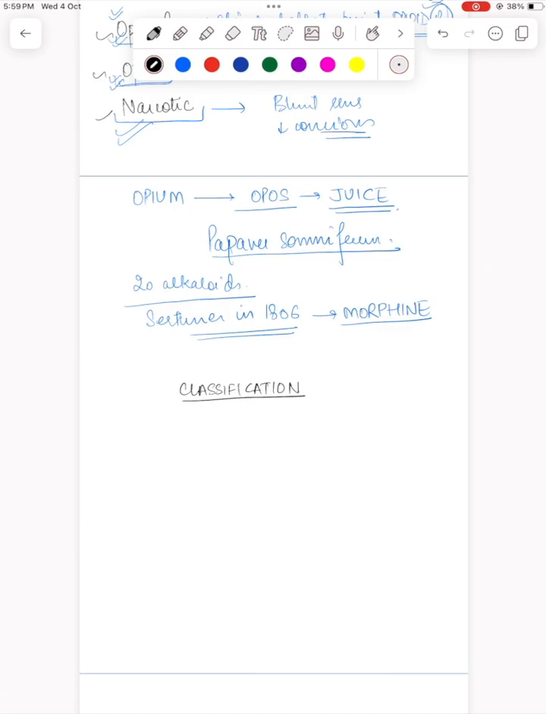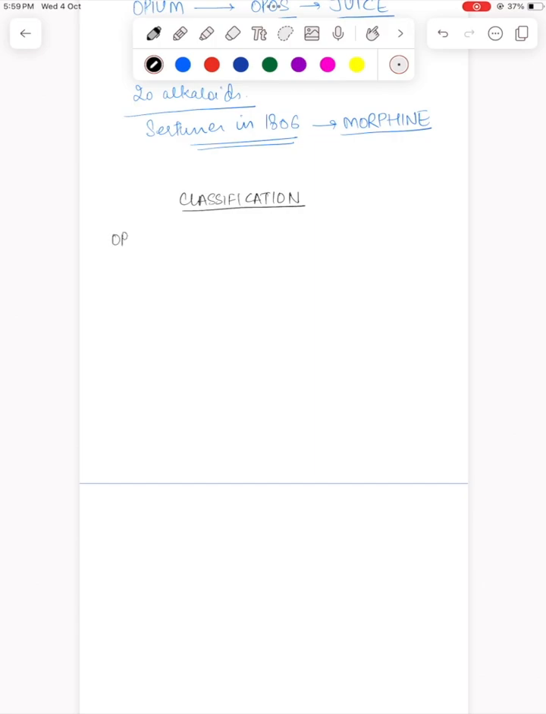So opioids can be classified in a number of ways. First, you can classify them based on their origin. Based on the origin, they can be classified as natural, semi-synthetic, or synthetic. So drugs such as morphine, codeine, thebaine, these are all completely natural opioids.